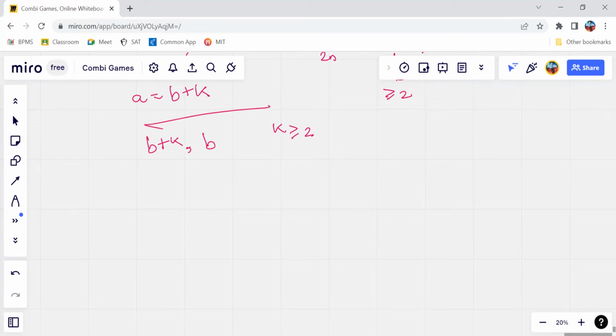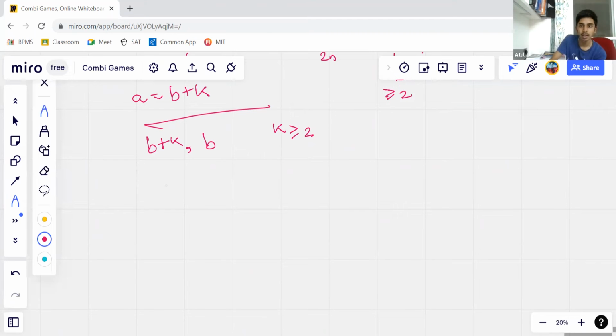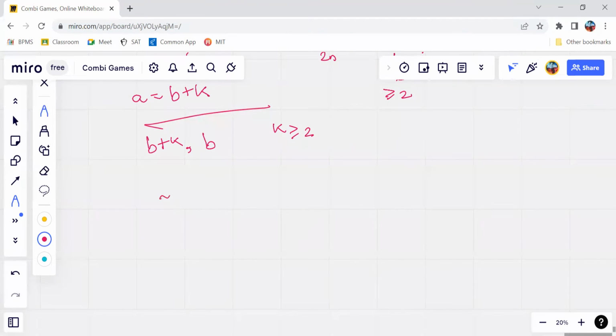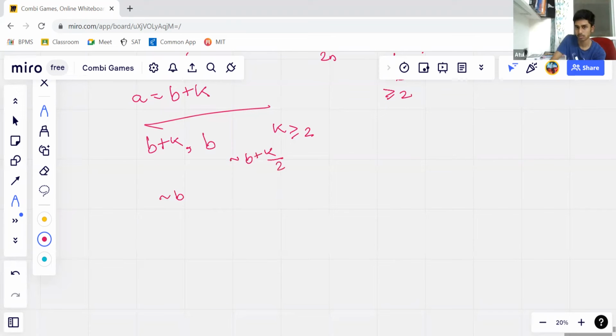You can take something near half k. Near half k. Like, okay, so if we do half k, this ends up going to around b, and this ends up going to around b plus k by 2, which made the difference a bit big, which is not what we want.